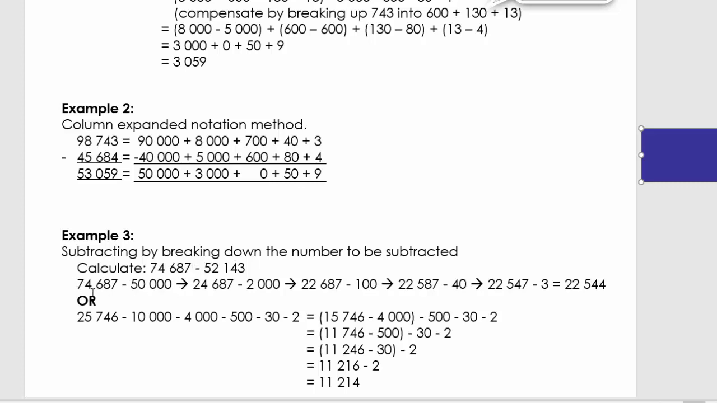So I'm going to take the first number and minus 50,000. Then I get 24,687. I'm then going to take the 2,000 and subtract it from there. And then I get 22,687. Then I'm going to take the 100 and I'm going to subtract it from there. And then I get 22,587. Then I'm going to take the 40, and subtract it from that number, and I get 22,547. And lastly, I'm going to subtract the 3, and I get 22,544.